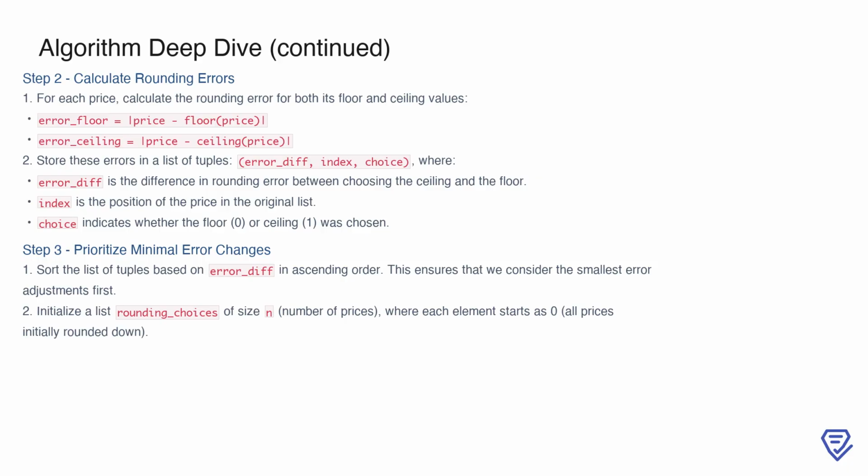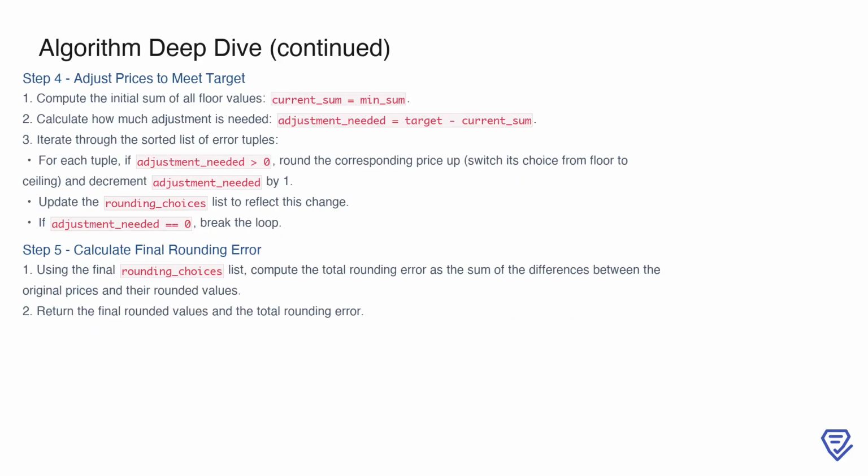Each tuple contains three key pieces of data: the difference in rounding error between choosing the ceiling and the floor, the index of the price in the original list, and a choice indicator representing whether the floor or ceiling is selected. After calculating these tuples, we prioritize the changes that introduce the smallest additional error. To achieve this, we sort the list of tuples in ascending order based on the error difference. By doing so, we ensure that adjustments to the rounding are made as efficiently as possible, minimizing the overall rounding error. Now that we have prioritized the smallest error adjustments, we can adjust the prices to meet the target.